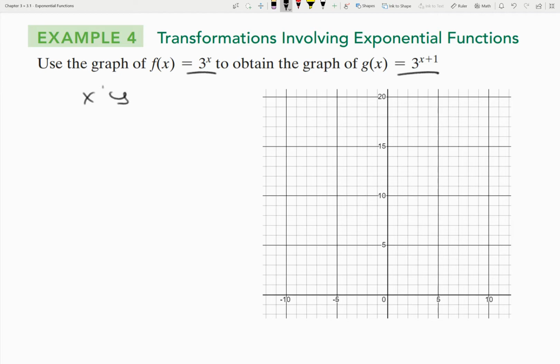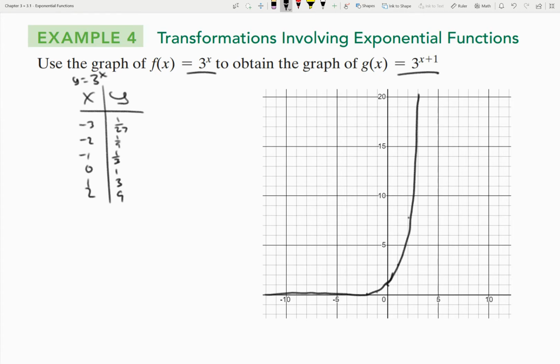Okay, so if I'm going to make a table for 3 to the x power, we graphed that before. So it's -3, -2, -1, 0, 1, 2. These are my fractions, then 1, 3, and 9. So I would just graph that: 3, 9, 1/3. So I would get my graph to look kind of like this.